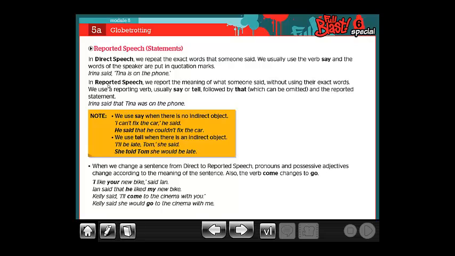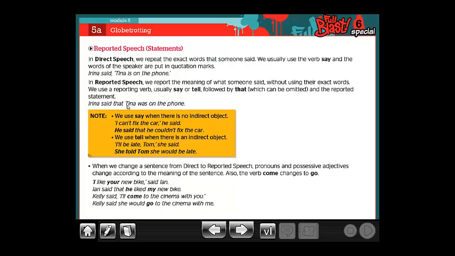And in the reported speech or indirect speech, we report the meaning of what someone said without using their exact words. We use a reporting verb. Usually we use say or tell, and we change them to said or told, followed by that, which can be omitted. You can put that or not, and the reported statement will follow. Here in the direct one, Irina said, "Tina is on the phone." Here 2 quotation marks, and here in the indirect one, Irina said that.